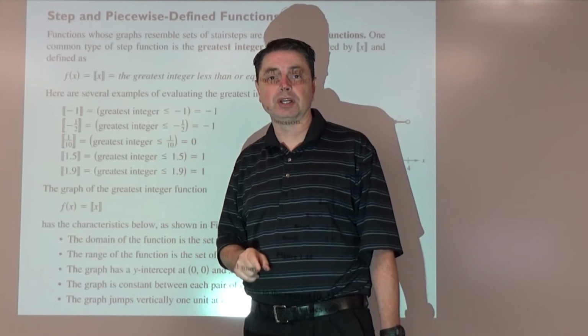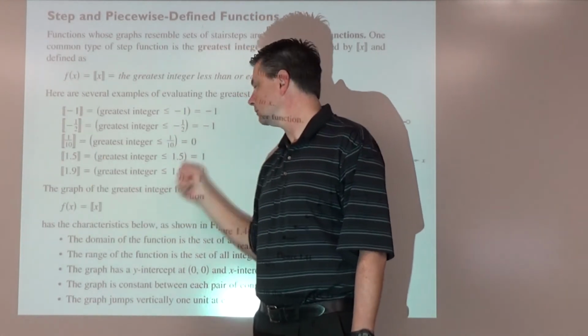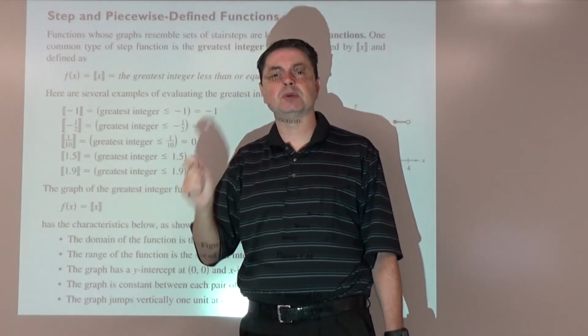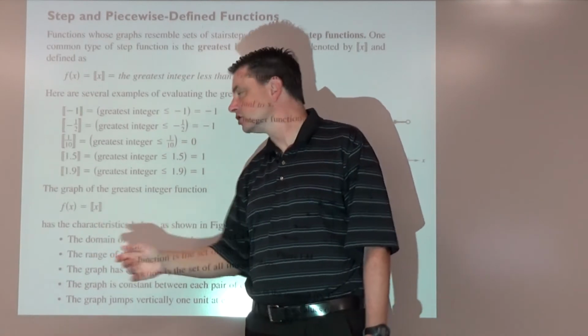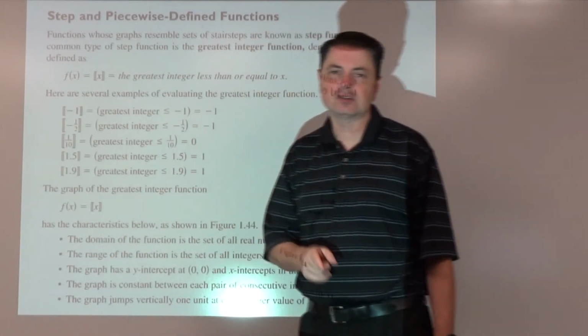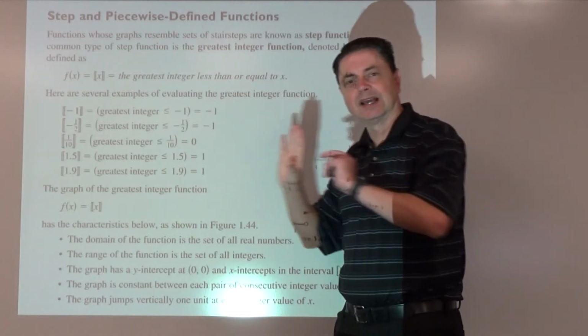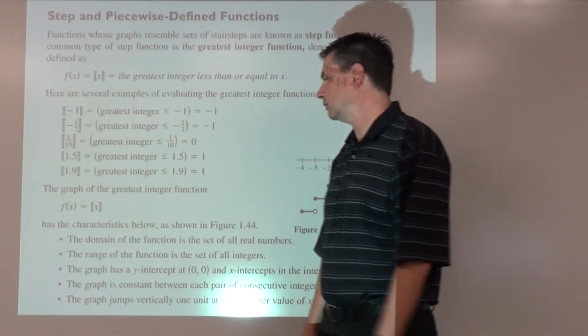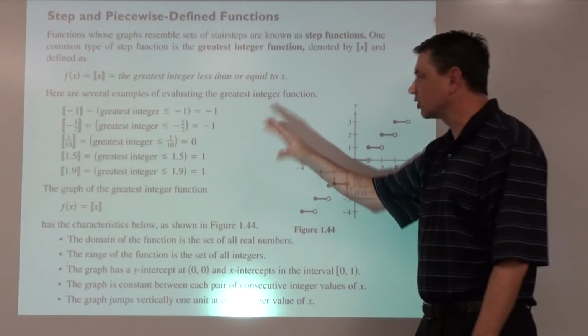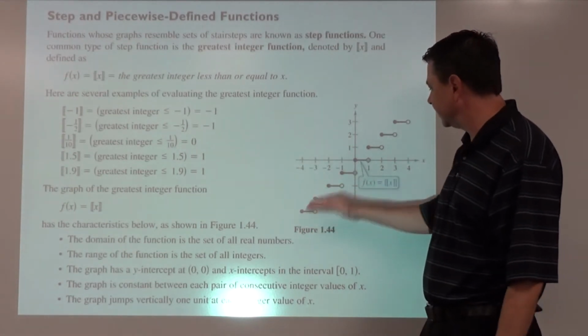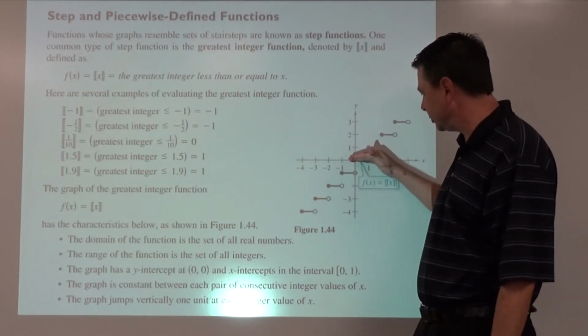1.5 is between 1 and 2. We drop down to 1. 1.9 is between 1 and 2. We drop down to 1. It's not what it's closest to. It's the greatest integer, so we always go to the integer that's less than or equal to, so think to the left. So if we were to graph all of this, it looks like this. Here's the step part of that.